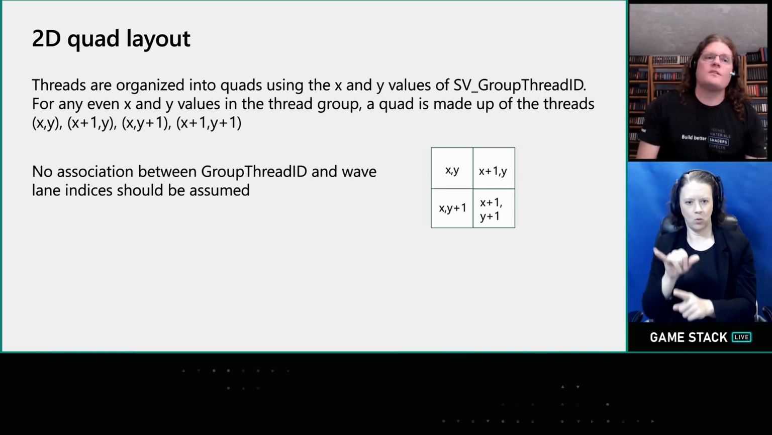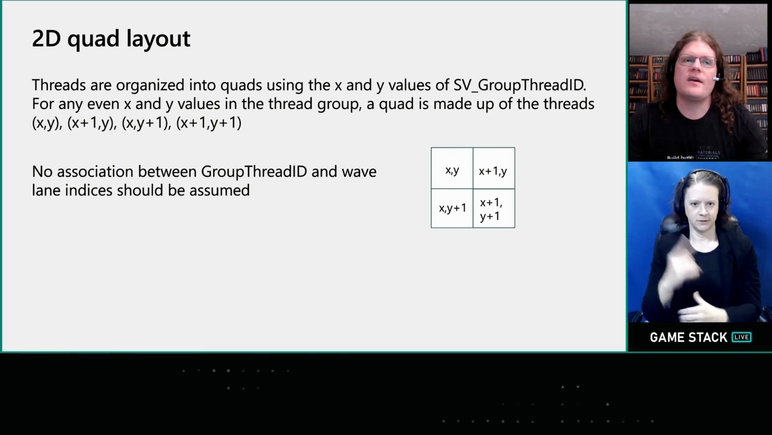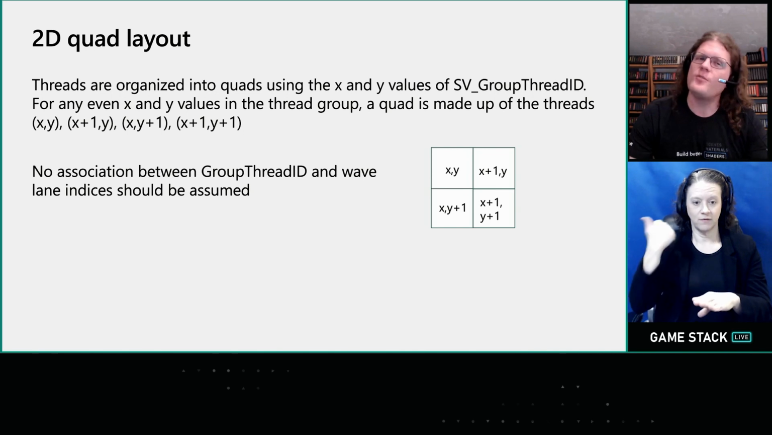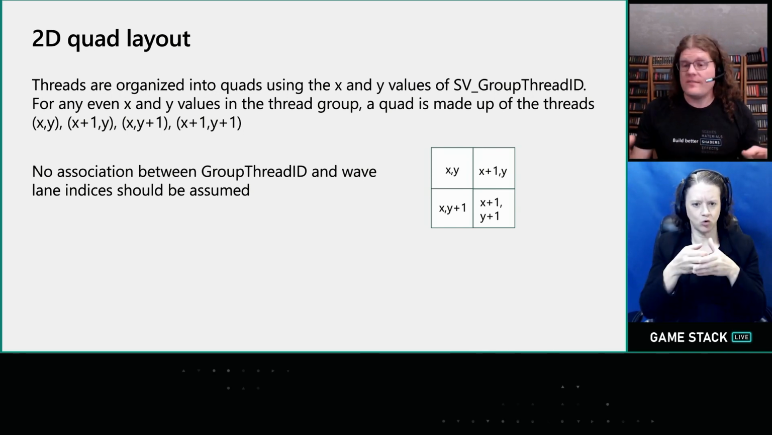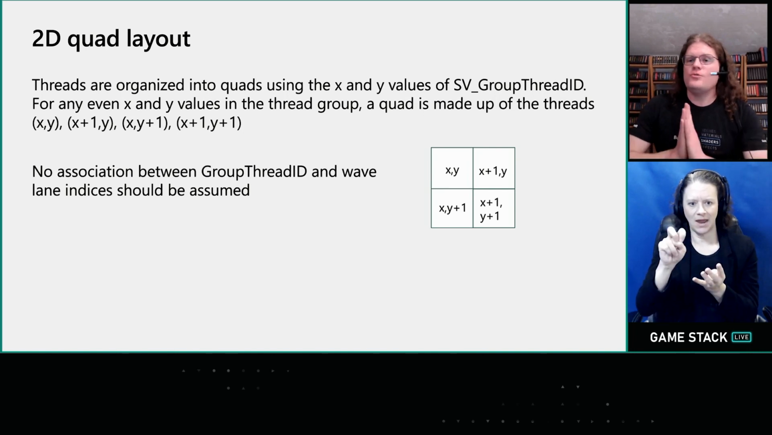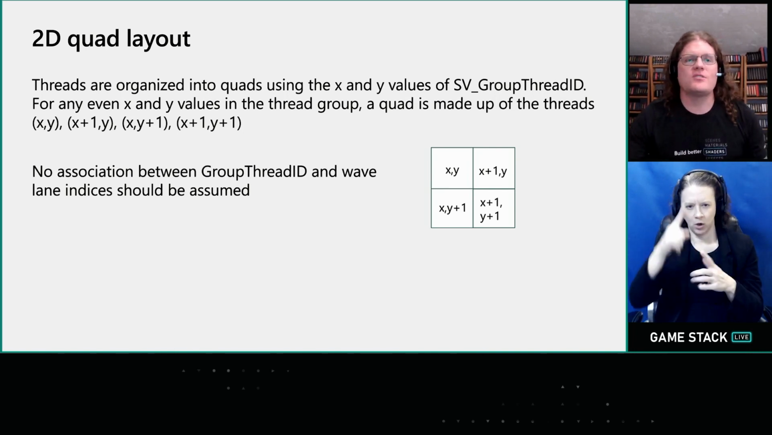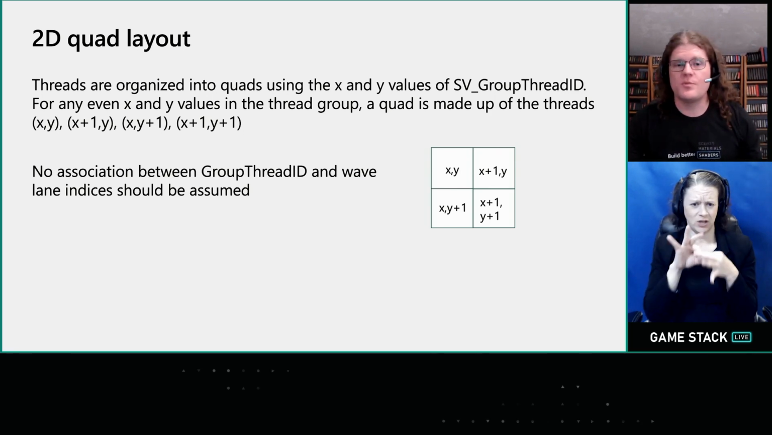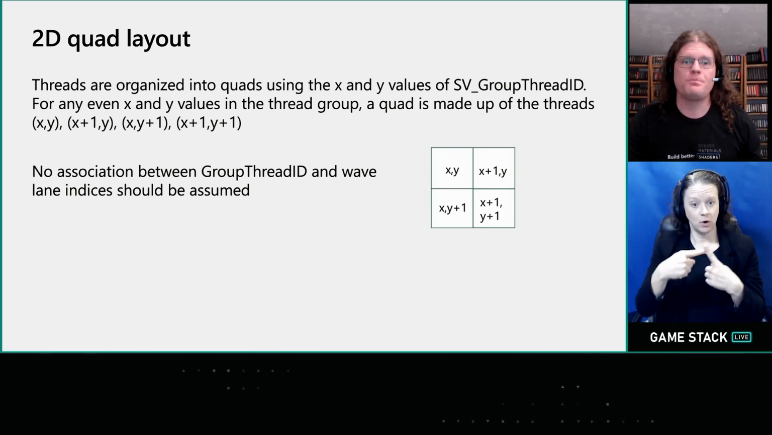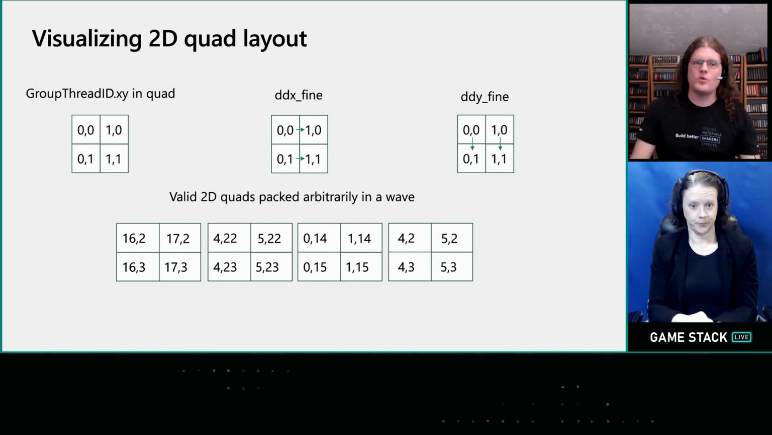One thing I wanted to mention is that previously there have been some assumptions on certain platforms where there is an association between the group thread ID and the wavelane index. We want to discourage you from making any such assumptions, because there is no such association that should be assumed, particularly when making use of this feature. And this next slide gives a little more example of that.